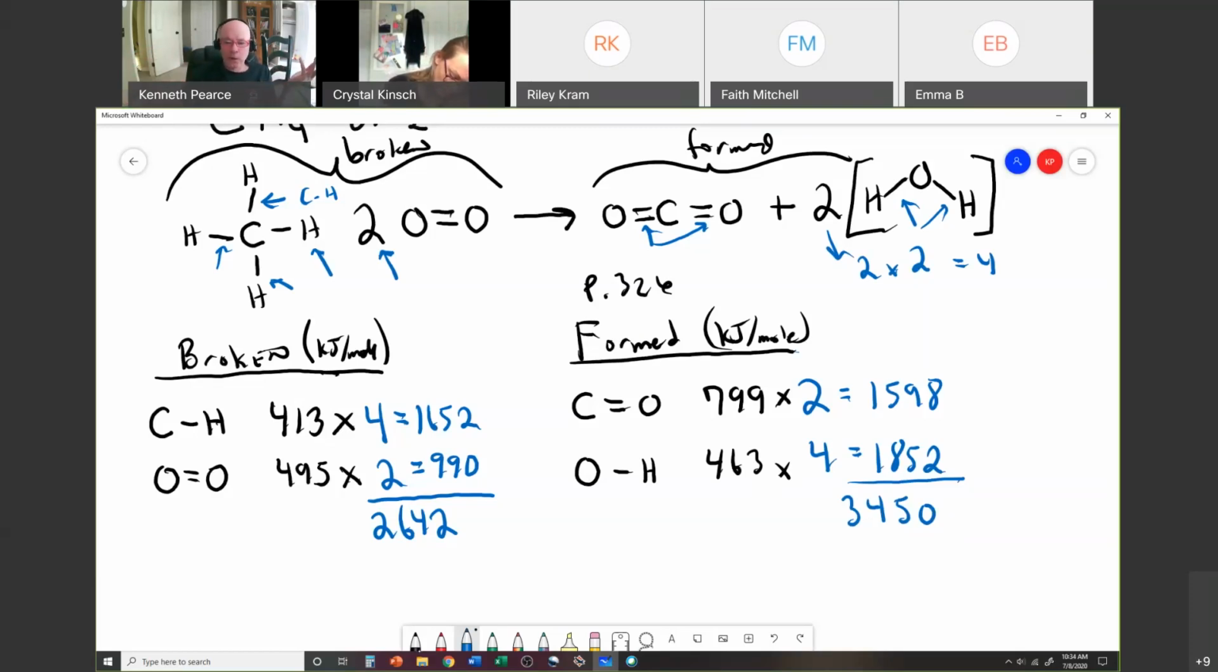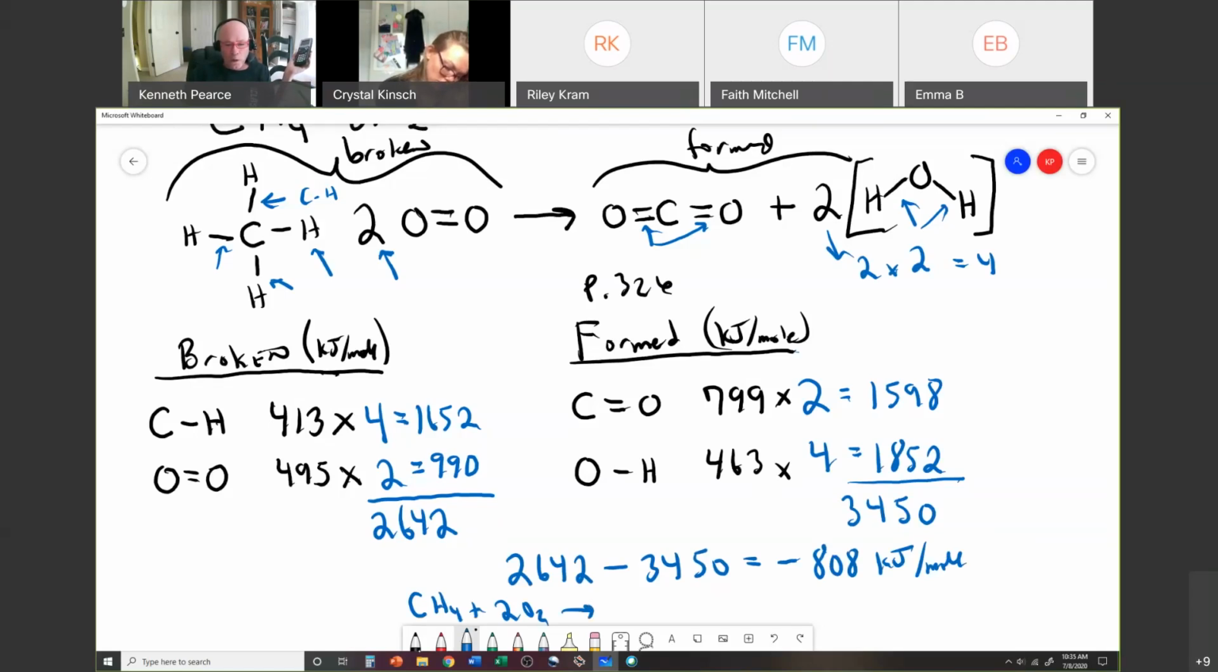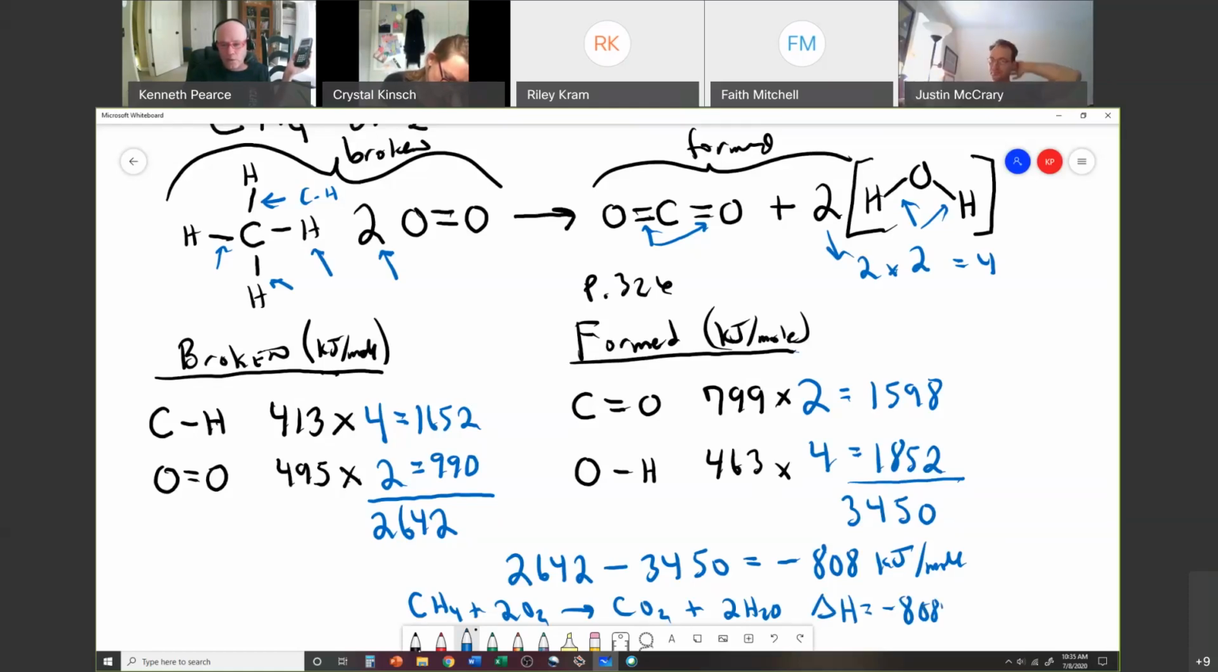Well, it's broken minus formed. We take the difference between the two and we say 2642 kilojoules minus 3450 kilojoules per mole. I take the difference, 2642, and then I subtract off my answer, and I get minus 808 kilojoules per mole. And so delta H for the reaction of CH4 plus two oxygens, which gives me a carbon dioxide plus 2 waters, using this calculation, delta H of reaction for this is minus 808 kilojoules per mole.